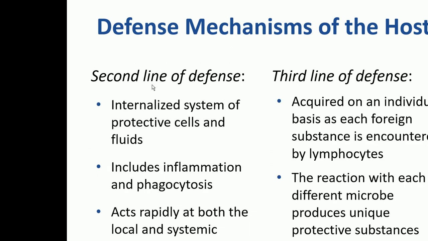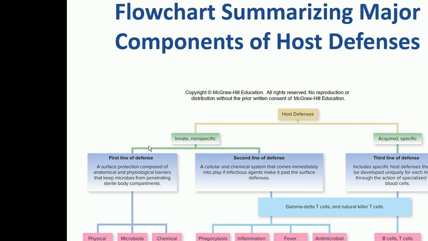The second line of defense involves the system of protective cells and fluids, and it includes inflammation and phagocytosis. The third line of defense involves lymphocytes, and it's a very specific kind of defense mechanism. There are two kinds of lymphocytes, B and T lymphocytes. So this overall shows the host defenses.